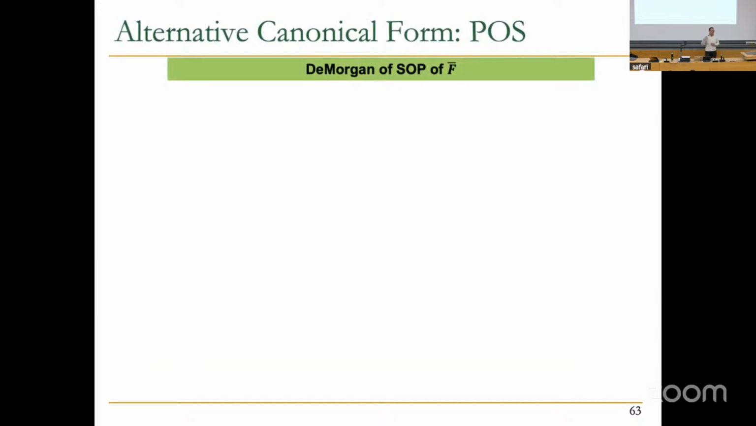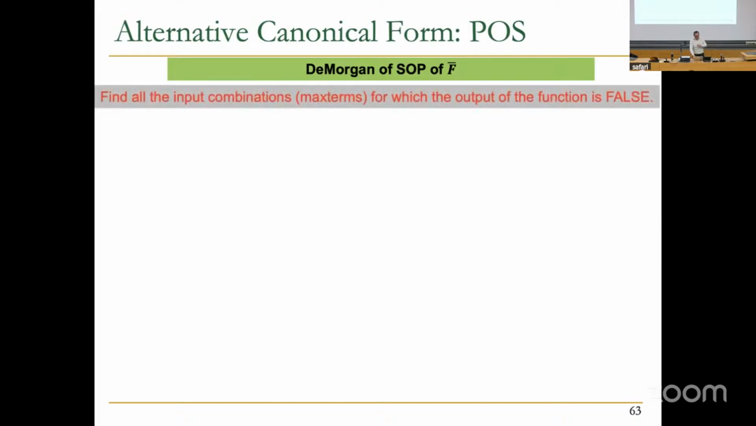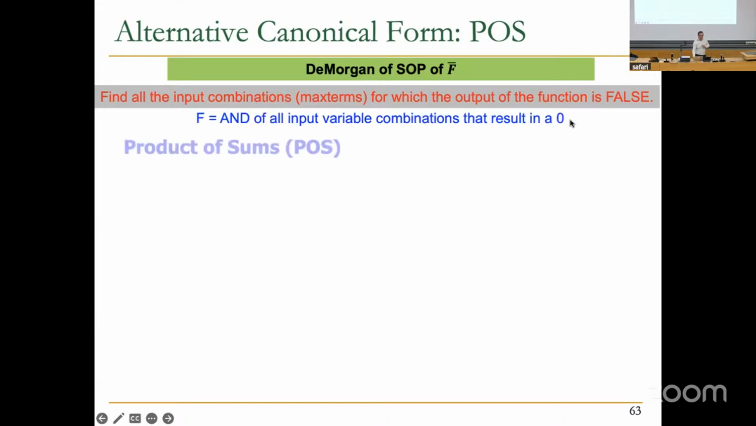A formal way of thinking about product of sums is it's really the De Morgan of sum of products of f prime, meaning the complement of f. I don't like thinking about it this way. I like thinking about it as a truth table, or this way. Essentially, find all the input combinations, max terms, for which the output of the function is false. We're going to look at the other part, essentially. Not the input combinations where the output was 1. We're going to look at the input combinations where the output is 0. And then you AND, essentially, f, in product of sums form, can express the function as AND of all input variable combinations that result in a 0.